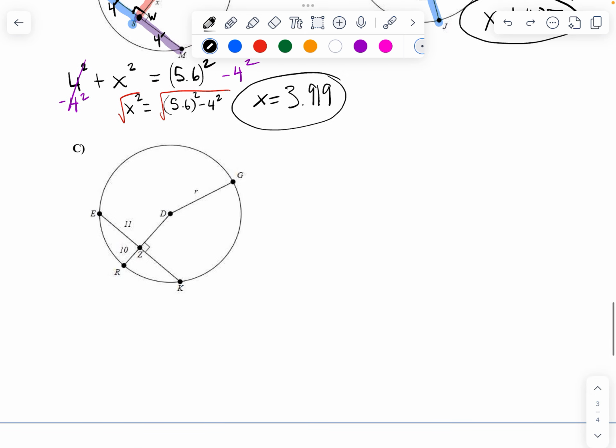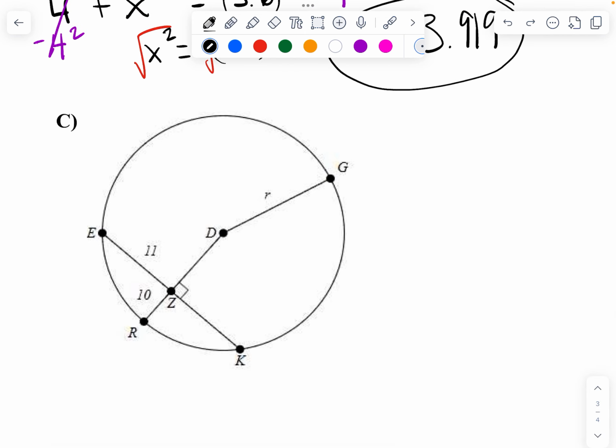All right, same process. It's really playing with the information you know. So you know that this is 10. That's 11. We don't know what the radius is, but that's our goal. R equals something is our end goal. And we're given one last piece, a right angle. As soon as you see the right angle, you're like, oh, yes. That means Z is a midpoint. And that means that has to be 11 as well.